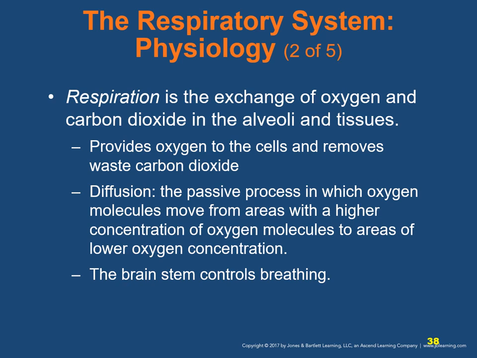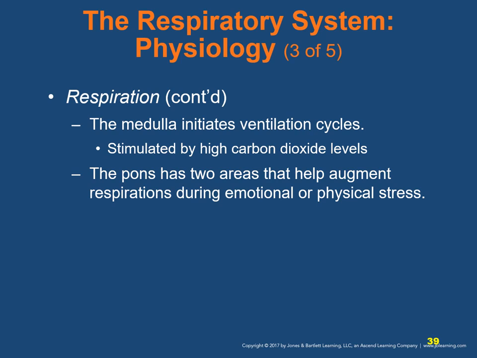The brainstem automatically controls breathing if the level of carbon dioxide or oxygen in arterial blood is too high or too low. The medulla keeps us breathing so we do not have to think about it. It initiates the ventilation cycles, it's stimulated by high carbon dioxide levels, and sets a base pattern for respirations. The pons has two areas that help augment respirations during emotional or physical stress and are involved in changing the depth of inspiration or expiration or both. The medulla and pons are located at the base of the brain, just above the brain stem.